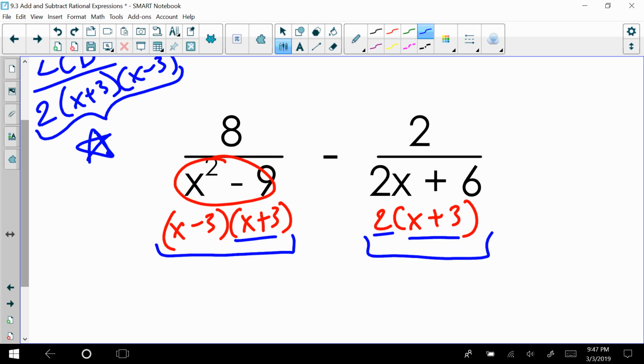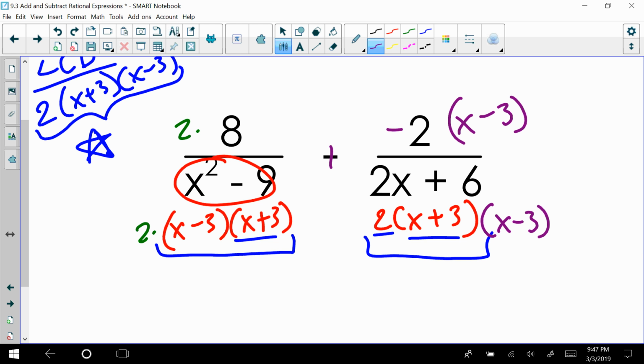Okay, well, how do you do that? This one down here would need what, 2 times that? Oh, then got to do its top. What would this one over here need? Well, I need an x minus 3. Oh, well, if I do that to the bottom, I do it to the top.